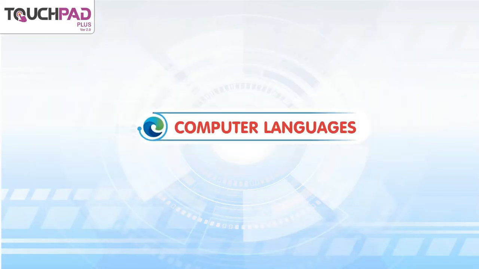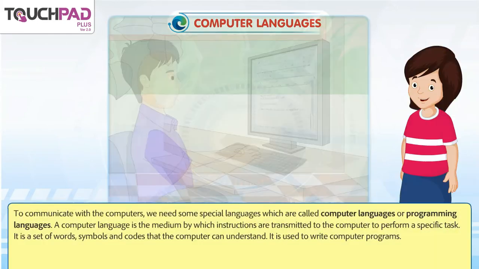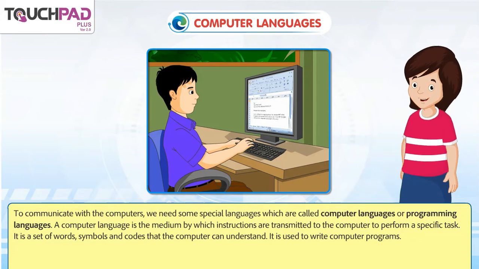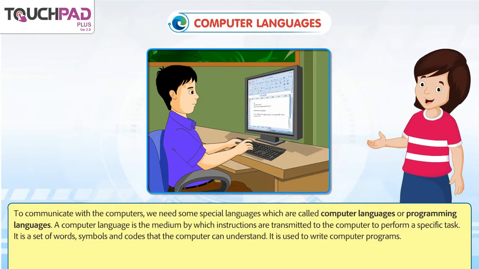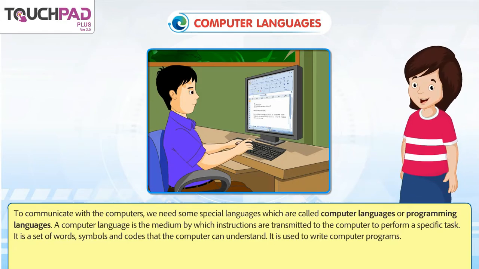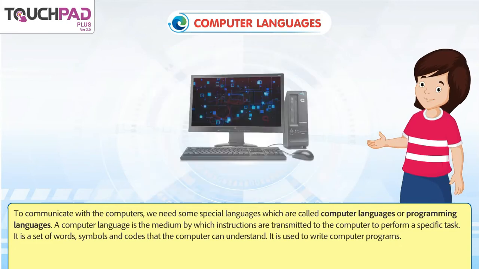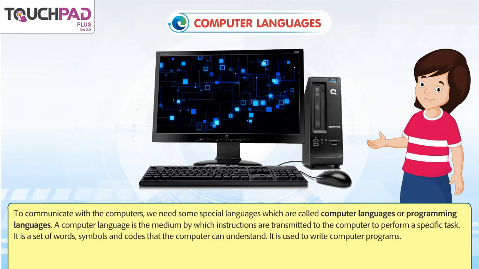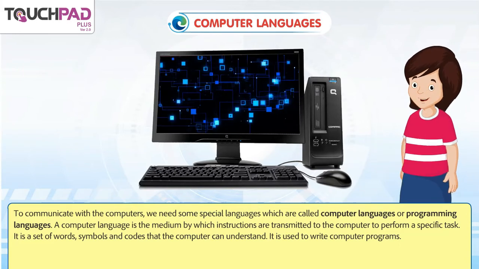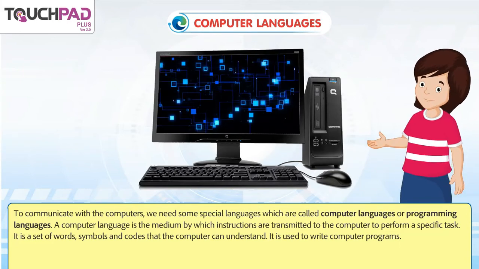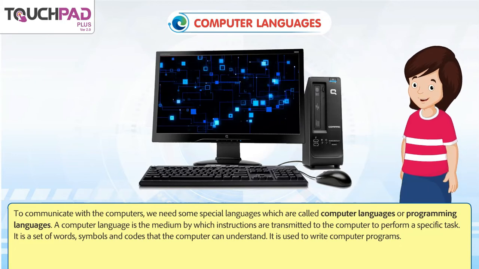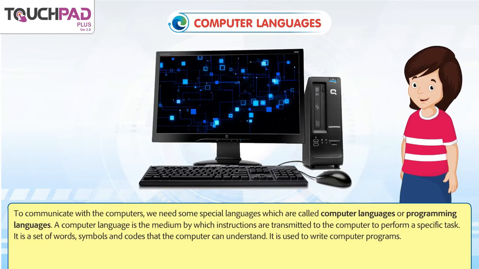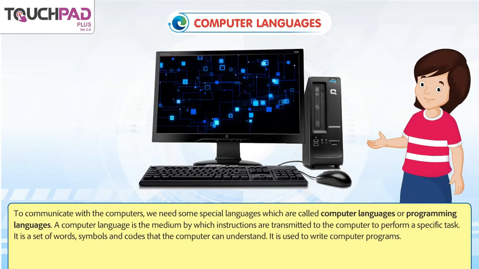Computer languages. To communicate with the computers, we need special languages which are called computer languages or programming languages. A computer language is the medium by which instructions are transmitted to the computer to perform a specific task. It is a set of words, symbols, and codes that the computer can understand. It is used to write computer programs.